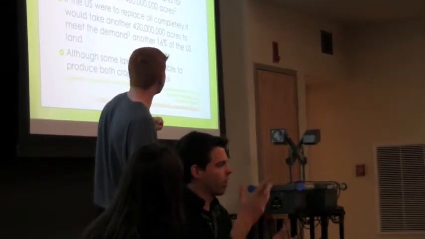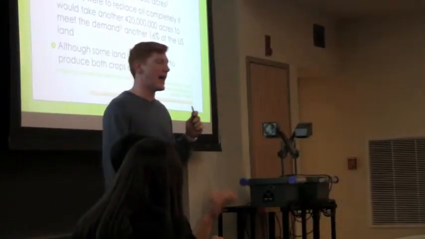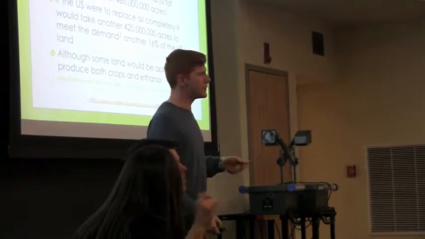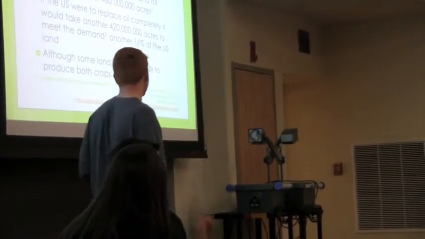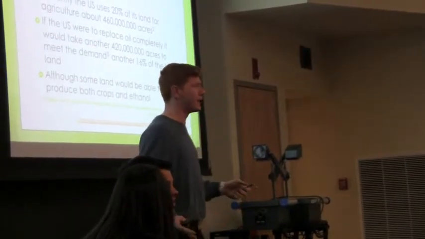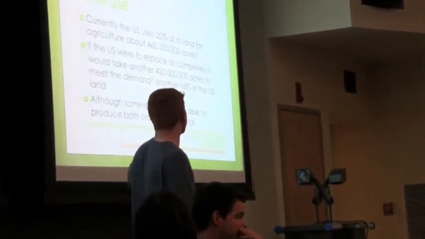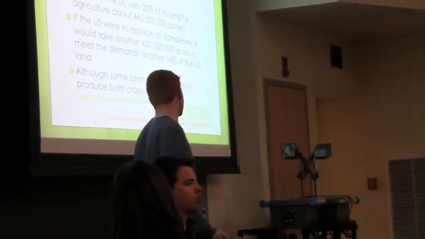Currently, the U.S. uses about 20% of its land for agriculture. If the U.S. wanted to switch all of its fuel from oil to ethanol from cellulose, it would need another 60% of the U.S. land just for the fuel. Although some land use would be able to produce both crops and ethanol.